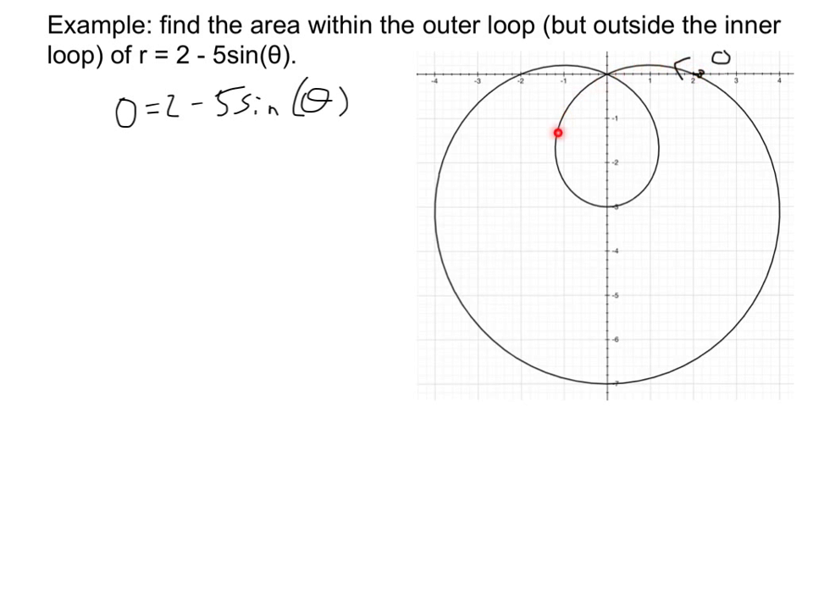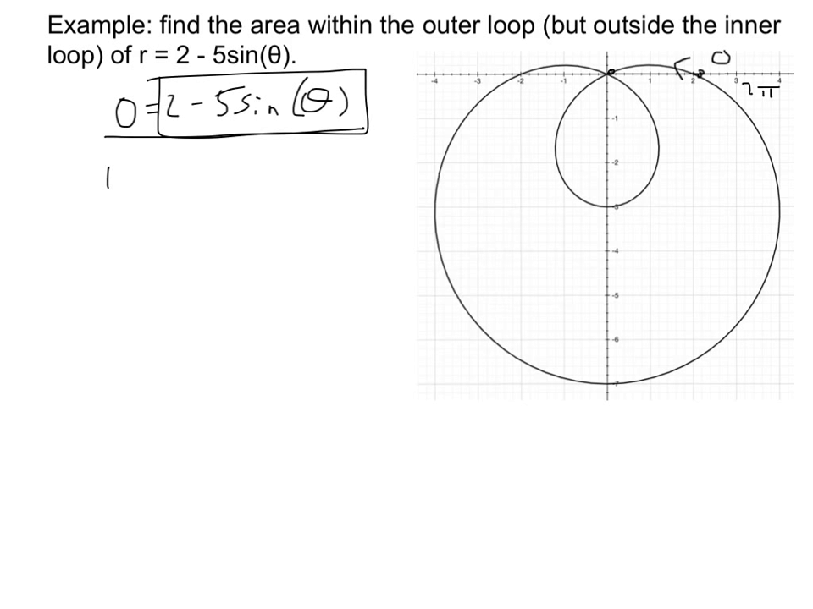So it starts out here, goes all the way around, and ends up back here again at 2 pi. The question is, how do we start and what is that point? Right? So what I'm going to do is graph this. I'm going to graph 2 minus 5 sine theta, but not in polar.